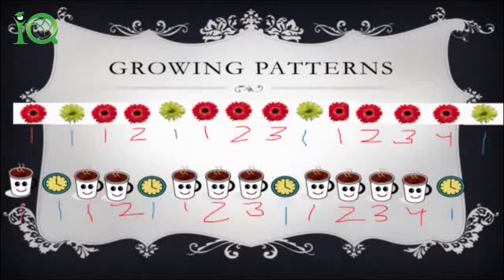So now let's look at our second type of pattern with the coffee cups and clock. Again, we start off with 1 coffee cup and 1 clock. And then we grow that, then we have 2 coffee cups and a clock. And then we grow it even more and we have 3 coffee cups and a clock. And then we get even bigger and add 1 more coffee cup. We have 4 coffee cups and 1 clock. So again, we're adding, just like we did with the flowers, 1 more coffee cup each time that we do the pattern.